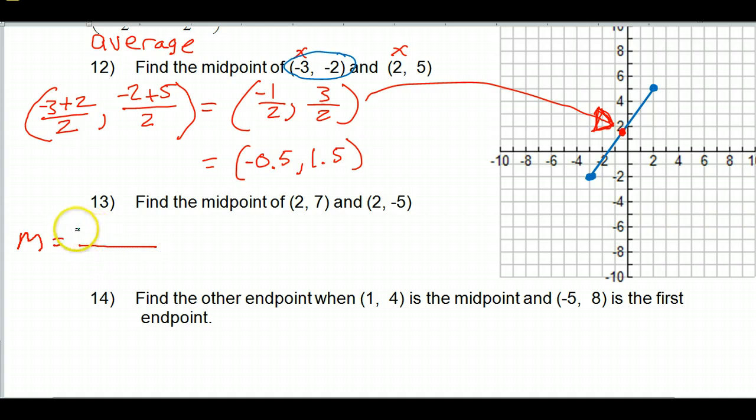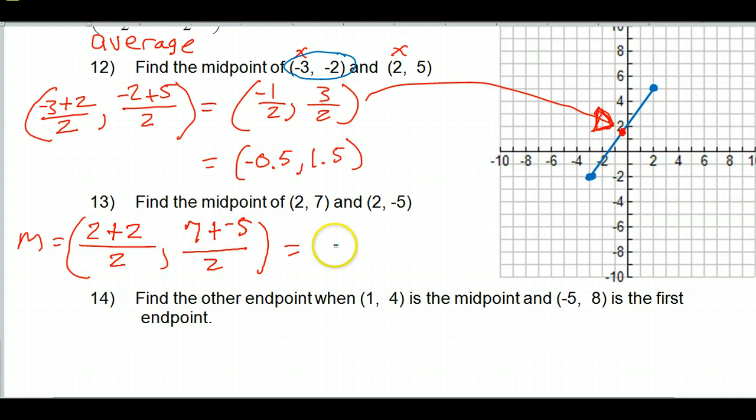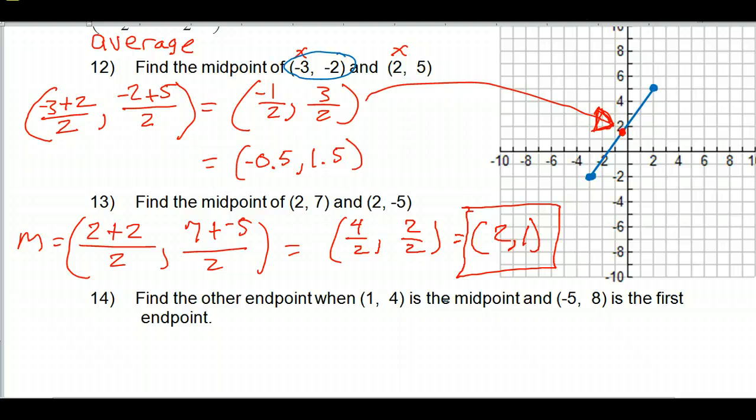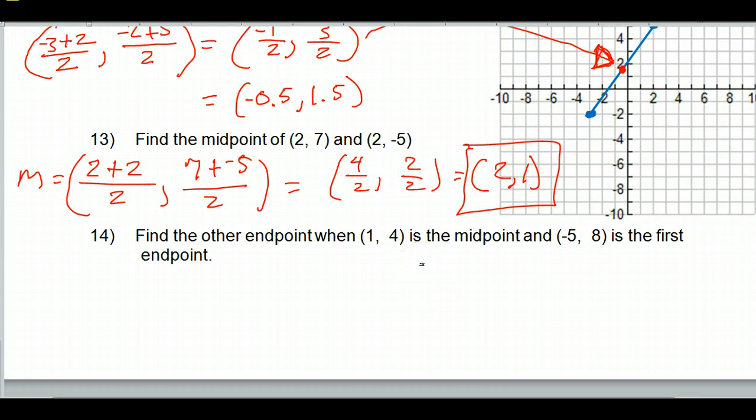Ready? So for number 13, again, we'll do the average of the x's and then the average of the y's. So this will be 2 plus 2 divided by 2, average of the x's. And then the average of the y's would be 7 plus -5 divided by 2. That's going to give me 4/2, which is just 2, and that's going to give me 2/2. So that's going to give me 2, 1. All right, did everyone get 2, 1 for number 13? Yeah. Okay. All right. Now the last problem.